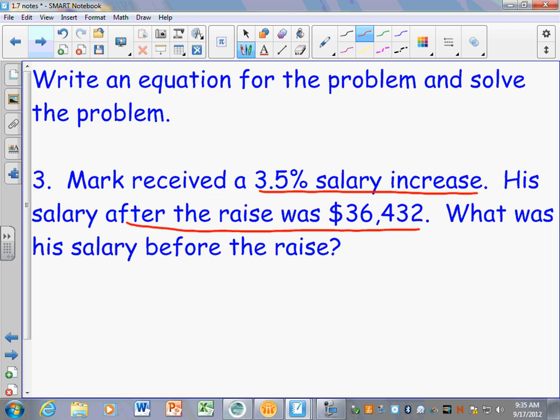So I want you to look at the last problem where we had a decrease in salary. That should help you as you're setting this up. The difference is we know what this one equals. So take a second and see if you can at least come up with the part. How could you write that you received a 3.5% salary increase? How could you take your salary and increase it by 3.5%? Look back at the one we just did where we were decreasing our salary.